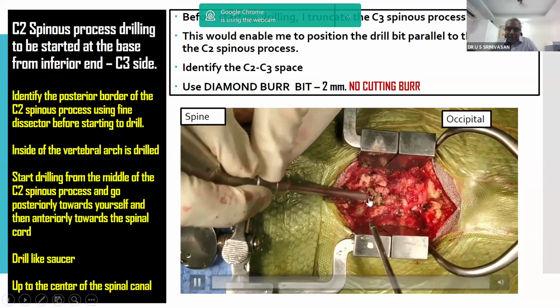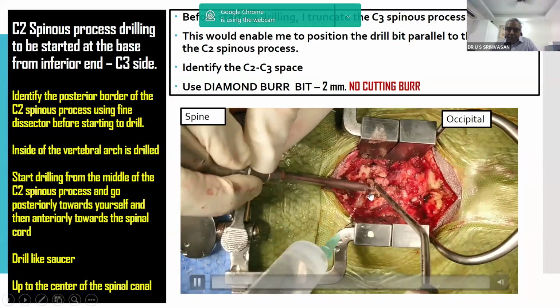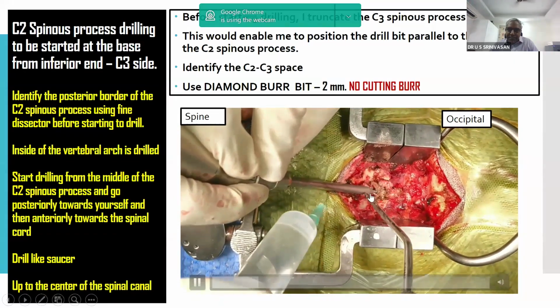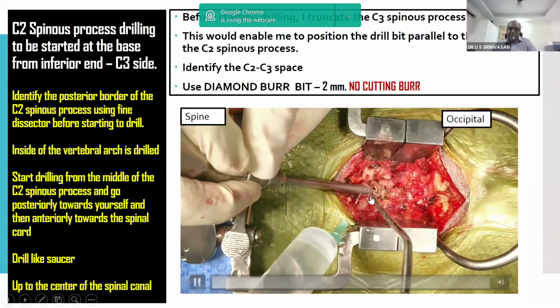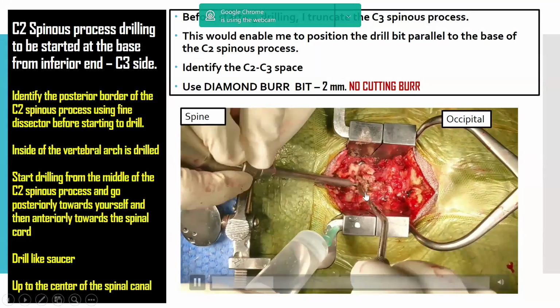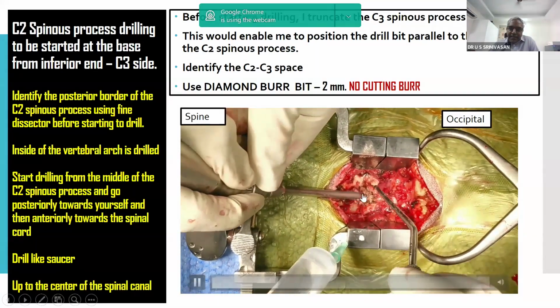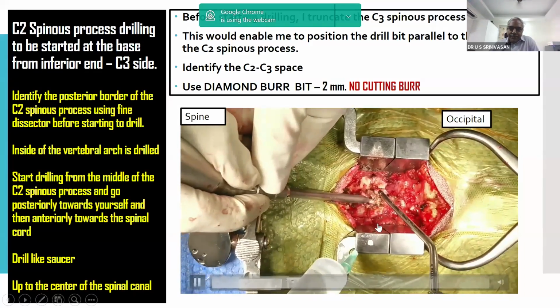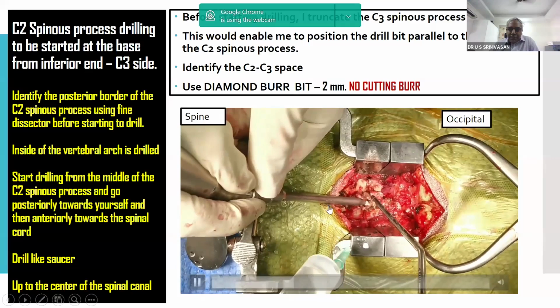You can see. Identify the most posterior aspect of the C2 spinous process using a dissector. Then start the drilling from the center. Don't keep the drill over that and then do it. It will slip. Start the drill from the center and go on all sides. You can see the drilling, and this should press upon it.